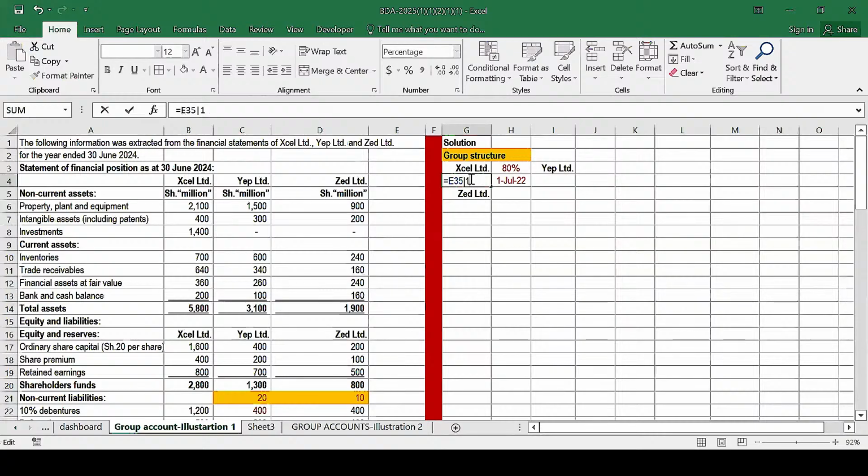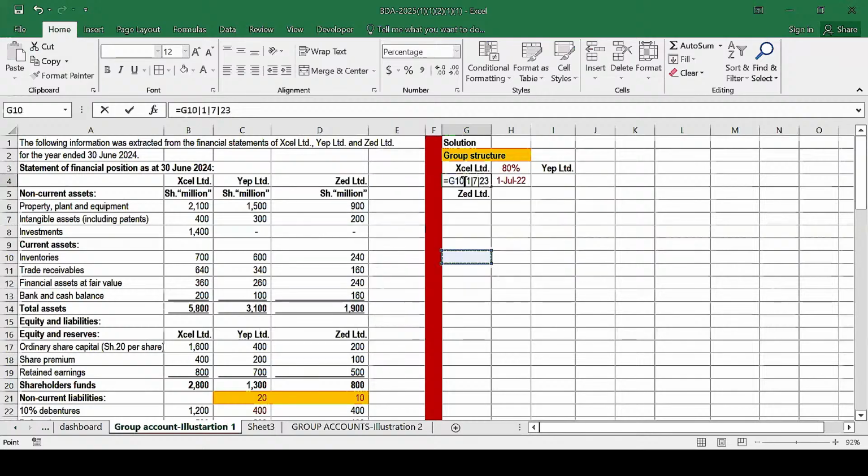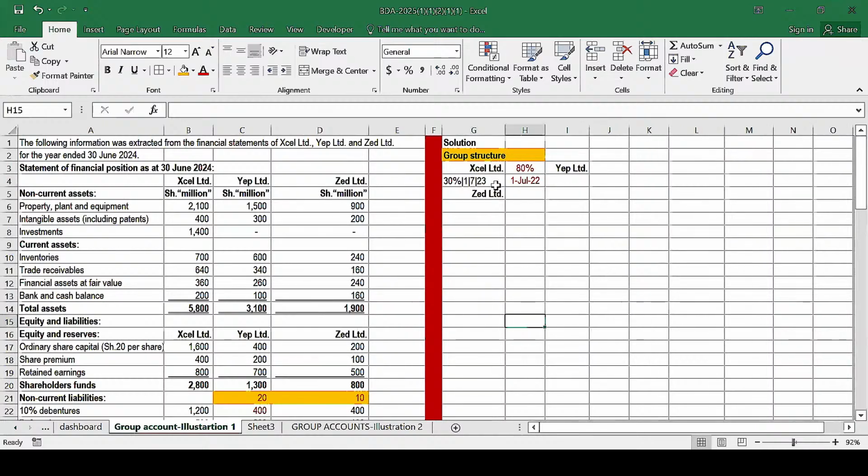Okay, 1st of July 2023. Like that, we have a problem there. So maybe let me type this manually, because this one should be 30%. But I can type that manually like that. So that is the information which we have here, and it means that N is an associate. So in our case, now we have the group structure.